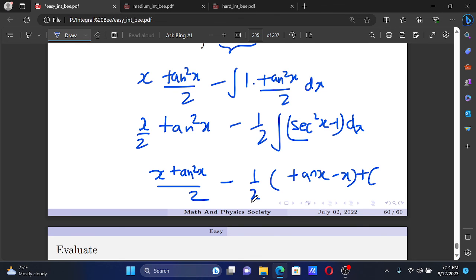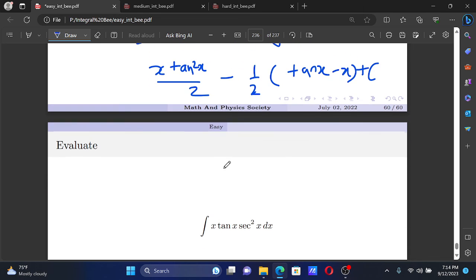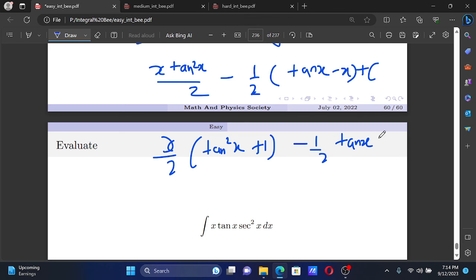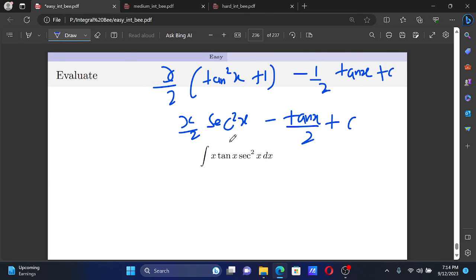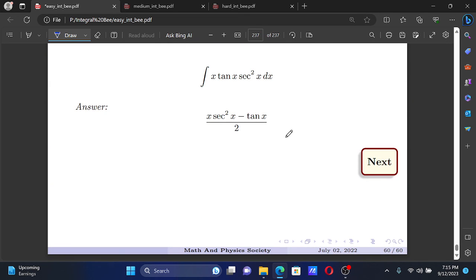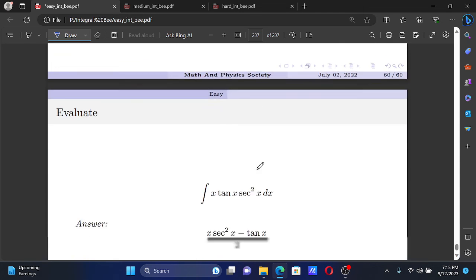Or is it? I can modify this. We can just take x by 2 common, so that we have tan square x plus 1 here, and then minus 1 by 2 tan x plus c. So this will be x by 2 sec square x minus tan x by 2 plus c. That's the answer. So we are at the end of the 60 integrals.